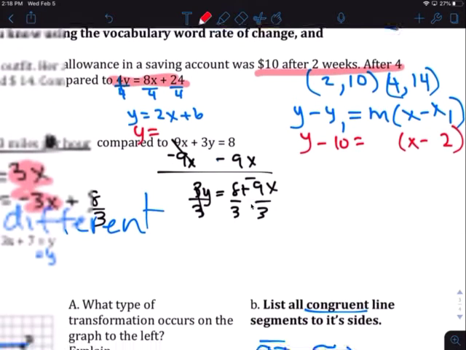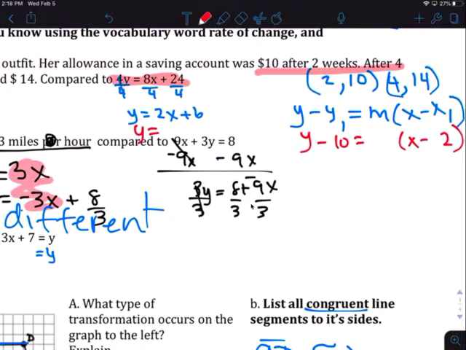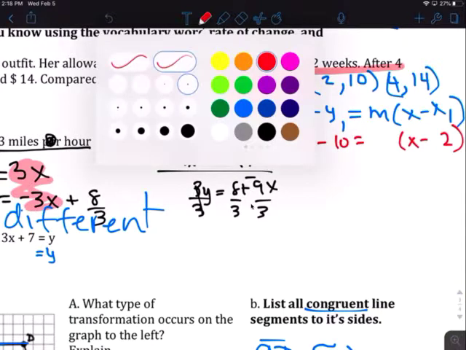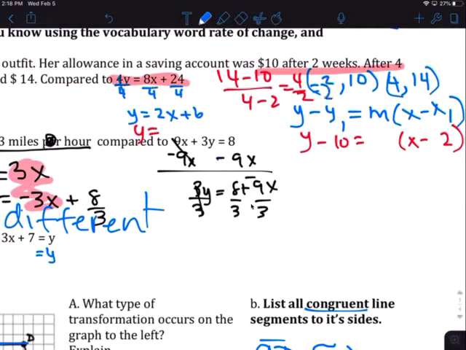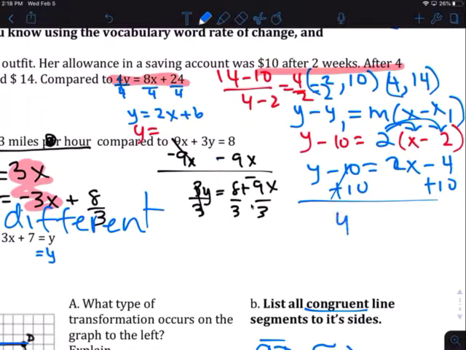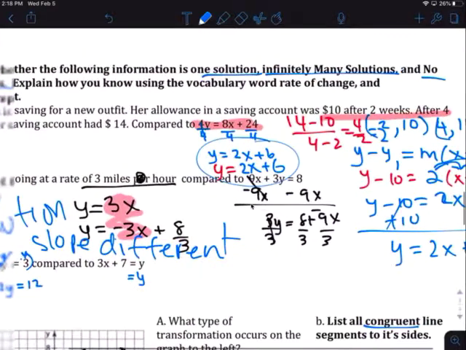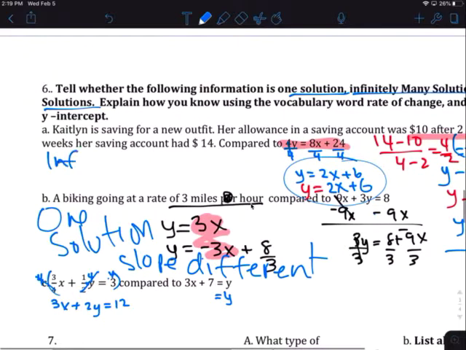We need to find the slope here, so it's 14 minus 10 over 4 minus 2. So 4 over 2, so the slope is 2, right? So 2 goes there. Distribute: 2x minus 4, y minus 10, so we add 10, add 10. We get y equals 2x plus 6. So y equals 2x plus 6. Notice it's the exact same thing. So this is going to be infinite solutions.